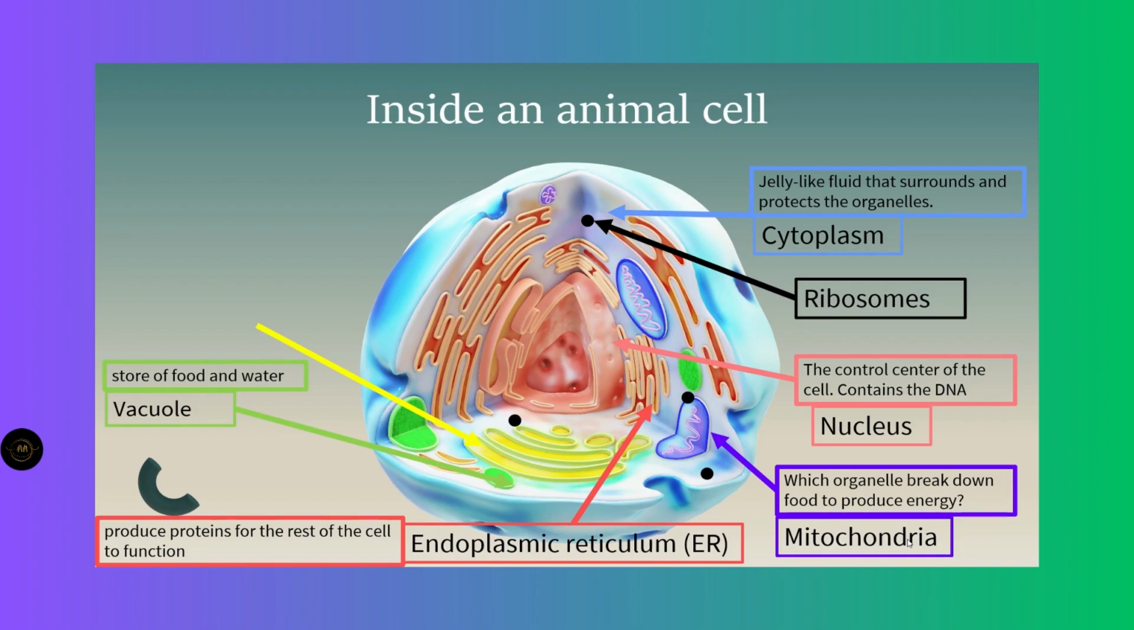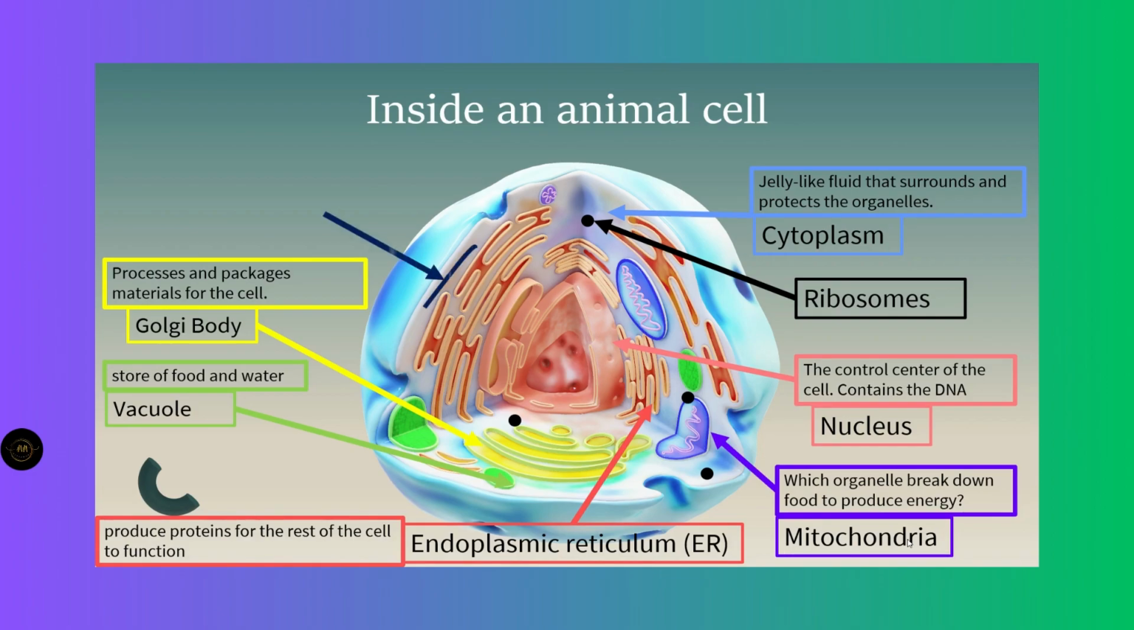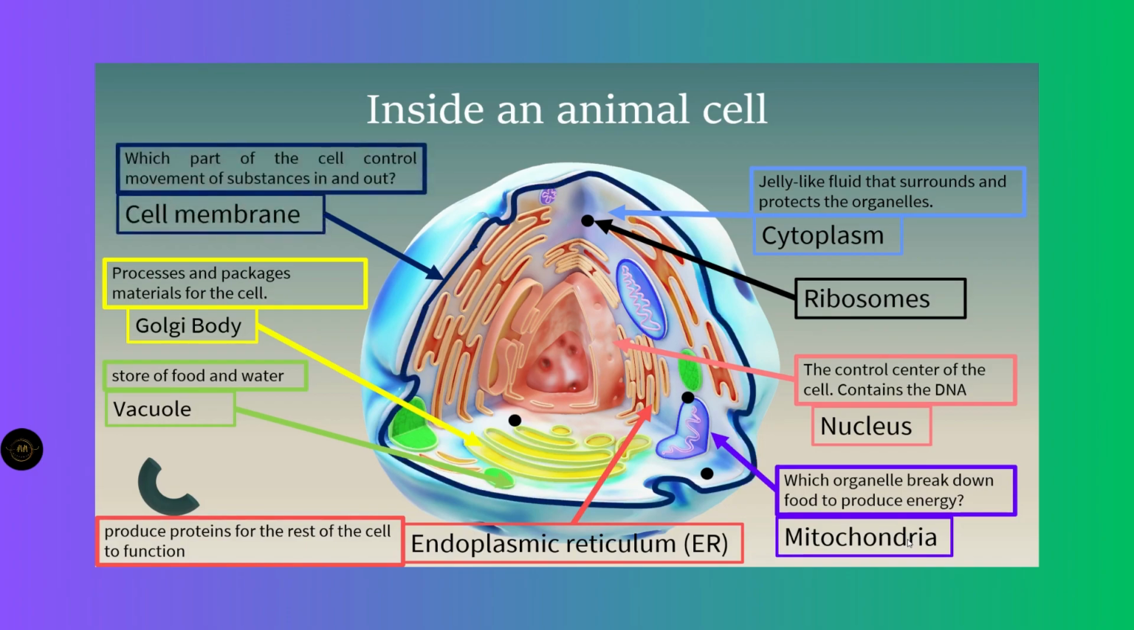The yellow part inside of the cell we call the Golgi body, or sometimes you will hear the Golgi complex. The function of the Golgi body is to process and package different kinds of materials inside of the cell. Then the next one, something that goes around the cell and keeps everything inside, and also controls what will go in and out, is called the cell membrane. So this is basically the blue thing that you can see now around the cell.